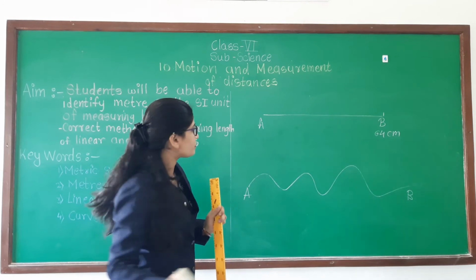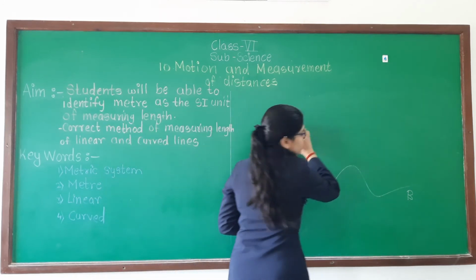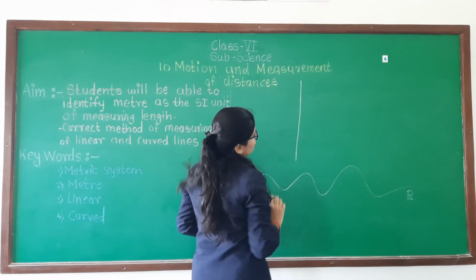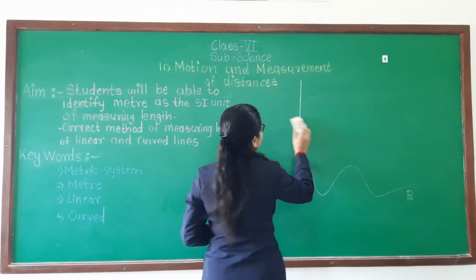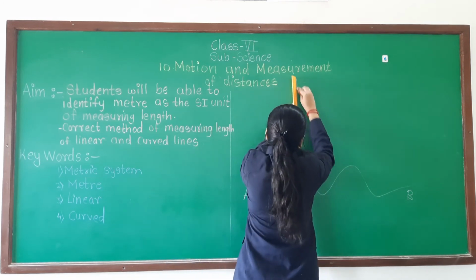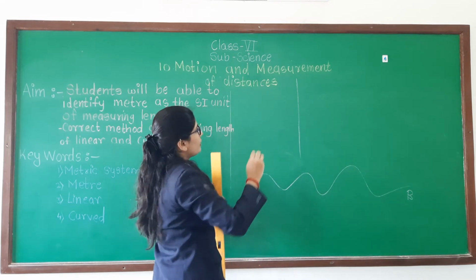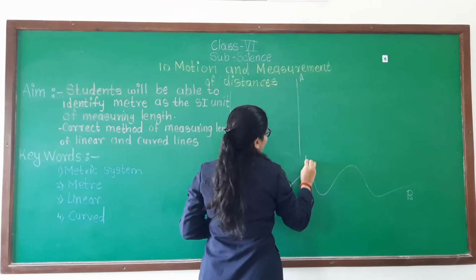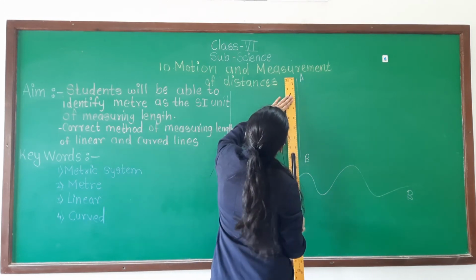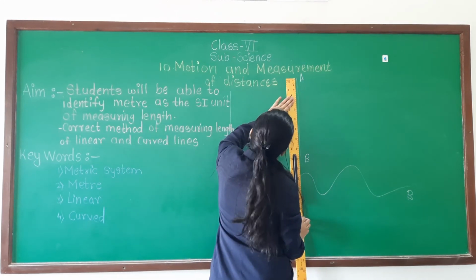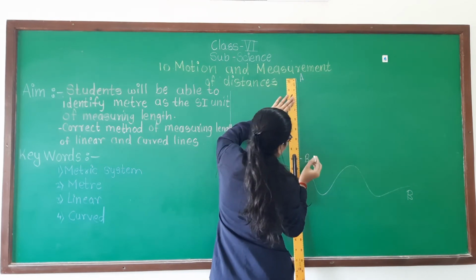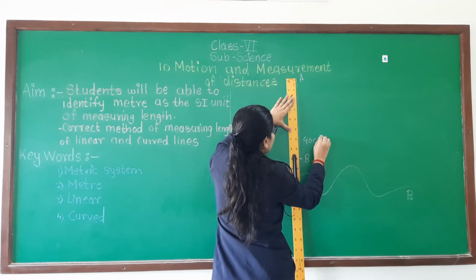Now if the line is like this, A, B, and I want to check the length. So now I am putting this, correct? 0 and this. So here is 40. So it is 40 centimeter.